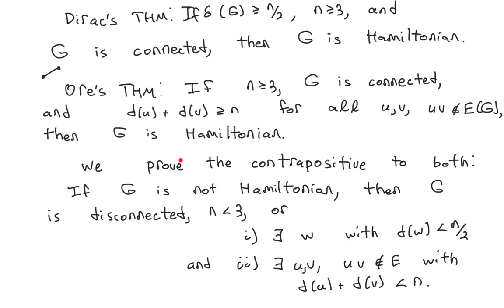All right, so we're going to prove the contrapositive to both these statements. In other words, if G is not Hamiltonian, then it's either disconnected, n is strictly less than 3, or the other condition has to be violated. So that means for Dirac's theorem, there exists a vertex whose degree is less than half the number of vertices. And for Ore's theorem, we're proving that there exist 2 non-adjacent vertices where the sum of their degrees is strictly less than the number of vertices. So this is kind of unusual that we're proving 2 theorems at the same time, but that's because the most common proof strategy for Dirac's theorem and Ore's theorem is the same.